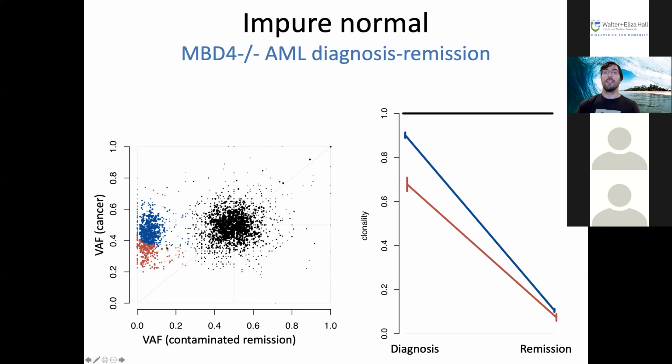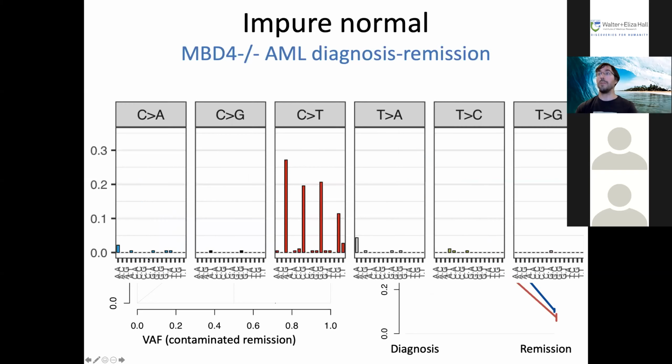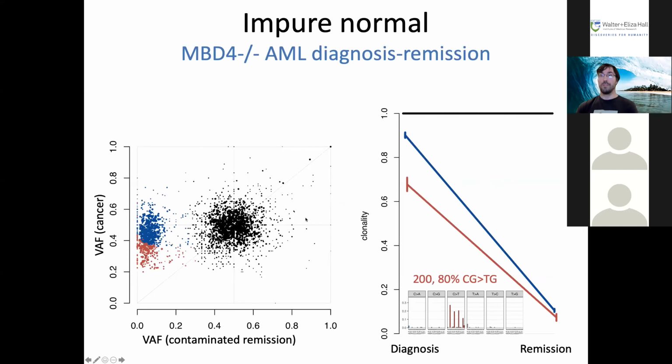We can then take the variants, for example the red clone, and look at the mutational signature. That means that we check what transition the SNPs are. In this case, it's almost only C to T variants, and it's almost only C's followed by G. There are these 4 bars that dominate the signature. So we see here that the red clone is around 200 variants total, and 80% of them are CG to TG. This is exactly what we expect from an MBD4 negative individual. We can do the same thing for the blue clone, and we find another 500 variants with an even cleaner CG to TG signature.